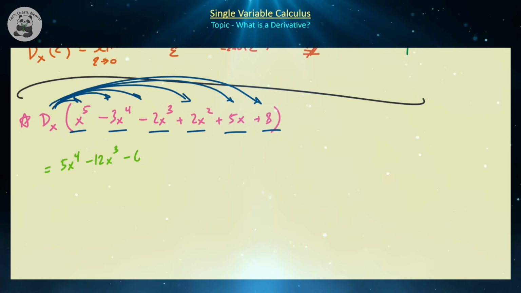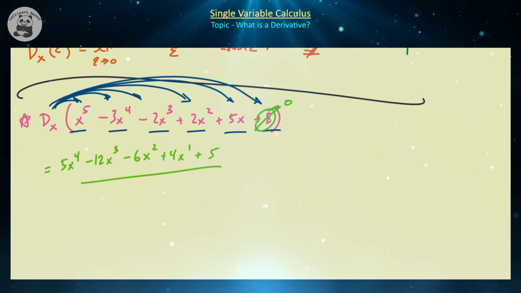Minus 2 times 3 is going to be equal to minus 6x to the power of 2. 2 times 2, which is going to be 4 times x to the power of 1. And then the derivative of 5x is going to be equal to 5 because the slope of 5x is always equal to 5, regardless of the points that you choose. And the derivative of 8 is equal to 0, so that disappears. Therefore, that's going to be the derivative of your particular relation.